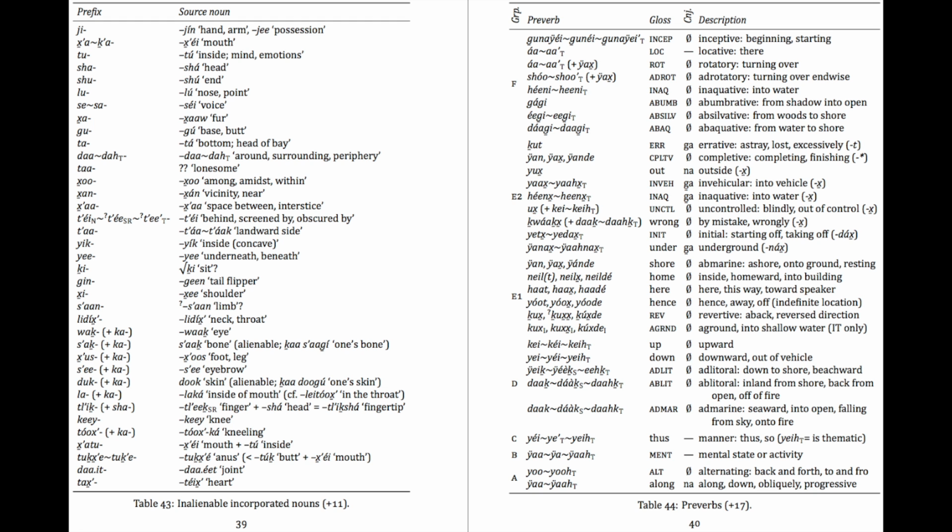Sok plus ka is ok, bone, alienable, ka one's bone. The alienable form might pop up in the front of, so these would pop up usually outside of the verb itself. Some of them tend to attach to other things, but often would exist outside in front of the verb.